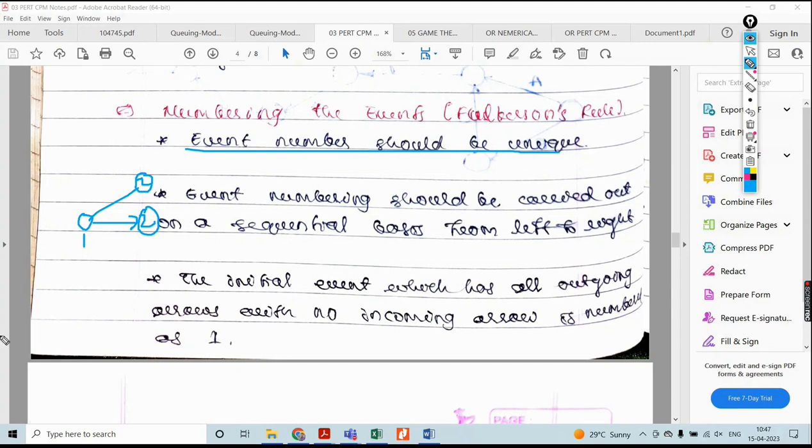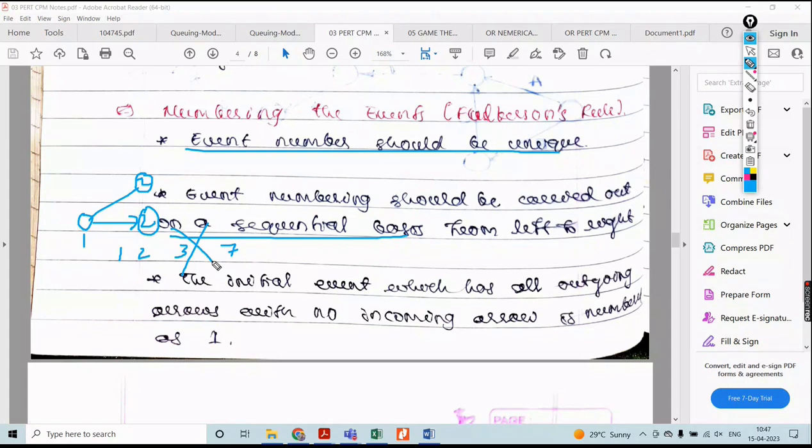Then event numbering should be carried out on a sequential basis. For example, 1, 2, 3. After that, 7 you should not use. Okay, this is not in sequence.